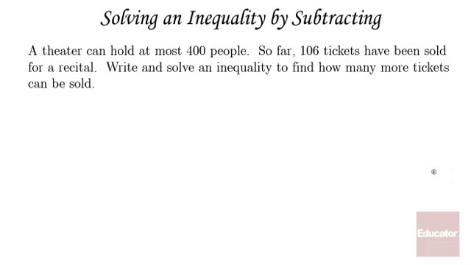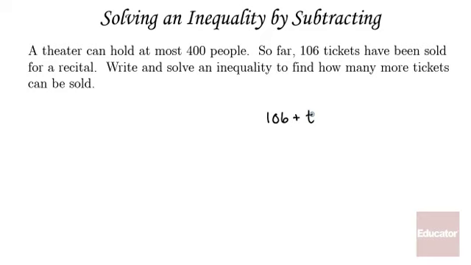A theater can hold at most 400 people. So far, 106 tickets have been sold for a recital. Write and solve an inequality to find out how many more tickets can be sold. So far, we've already sold 106 tickets, and we want to sell more. We want to sell as many as we can. So how many more tickets can we sell?